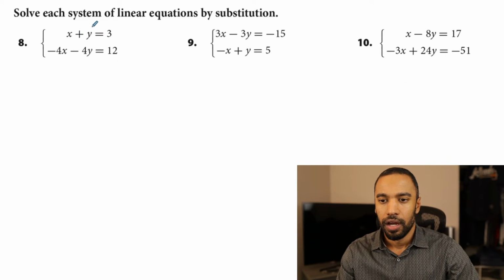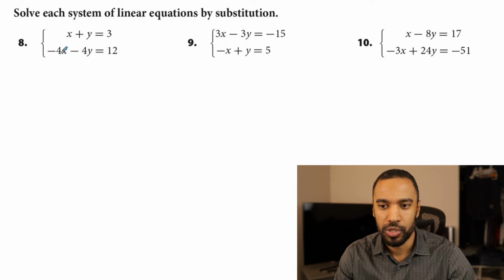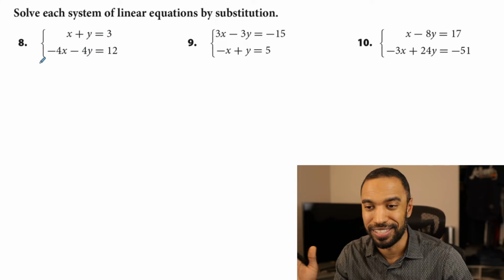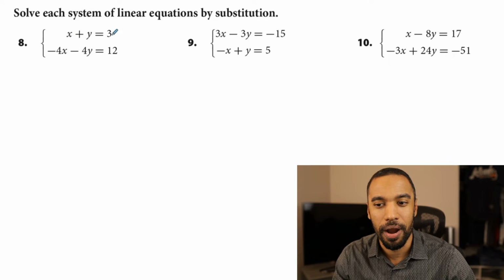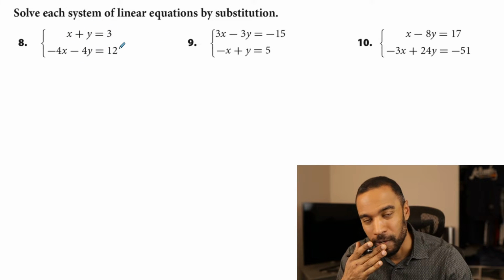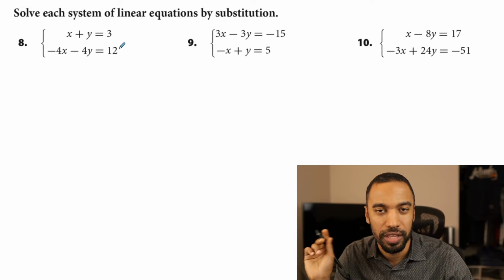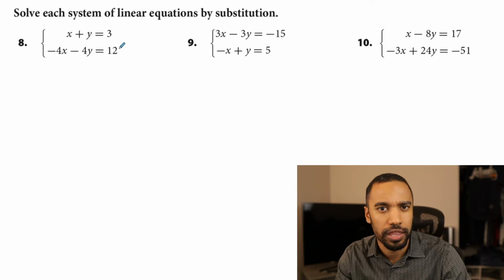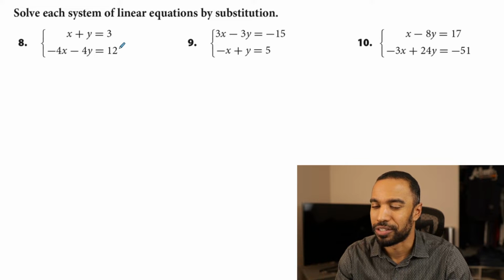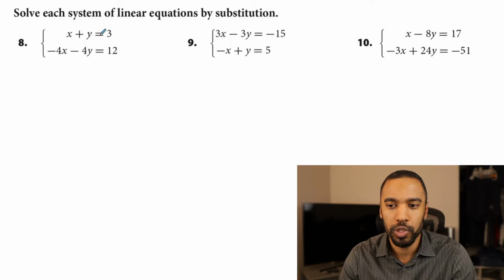Okay. Solve each system of linear equations by substitution. Now, from the onset, because I'm already looking at this, there's something peculiar. From the onset, you're probably looking at it and saying, this problem looks easier than the others. What's wrong with it? And look, there's nothing really wrong with it. But it's a special case. It is different. X plus y equals 3.